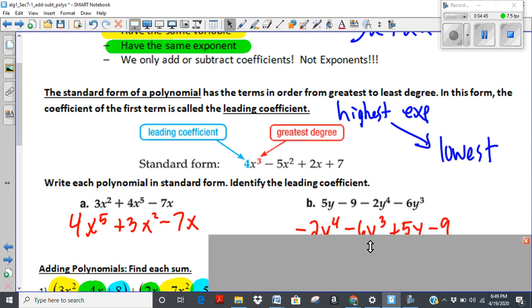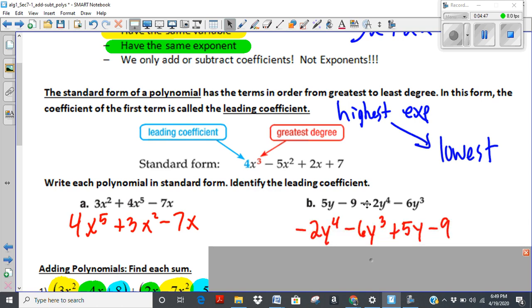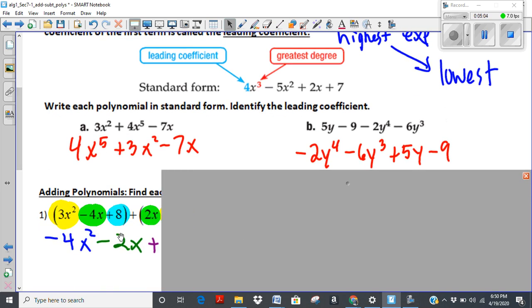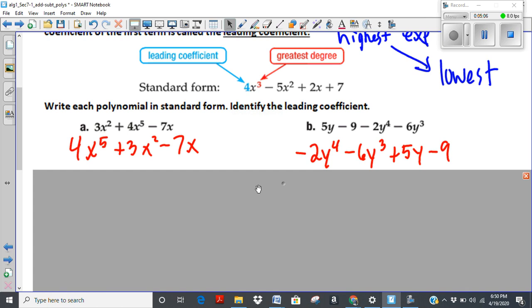So here's what our answer would look like in standard form. Notice the sign in front of the term stays with that term. The minus sign in front of the 6 stays there. 5y was positive, that's why we've got a plus sign here. And the minus sign with the 9 stays with the 9. That's how we put things in standard form. So how do we actually start to solve these problems in terms of adding and subtracting?